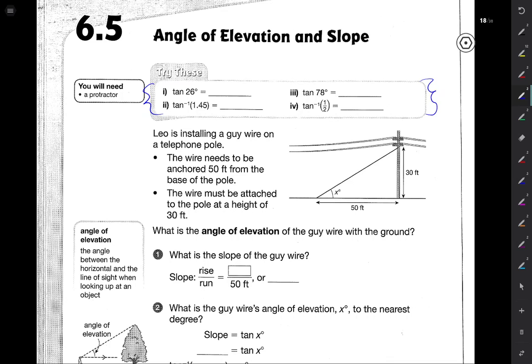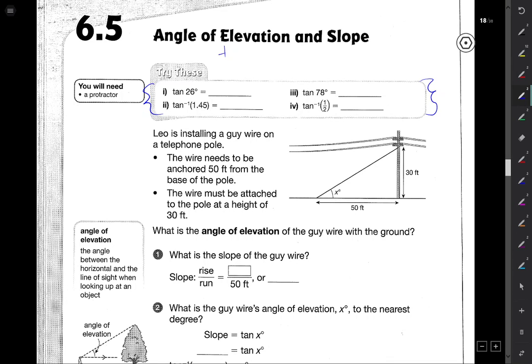For tan of 26, you would just hit the regular tan button on your calculator. Tan of 26 should give you 0.4877 if you put that in your calculator. The tan of 78 over here would give you 4.7046. So make sure you can get those two.